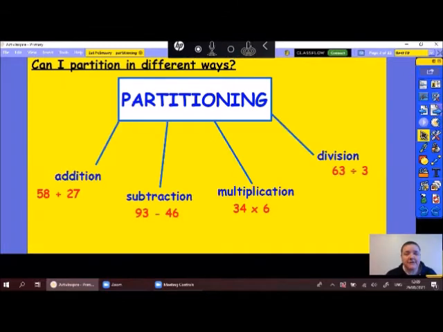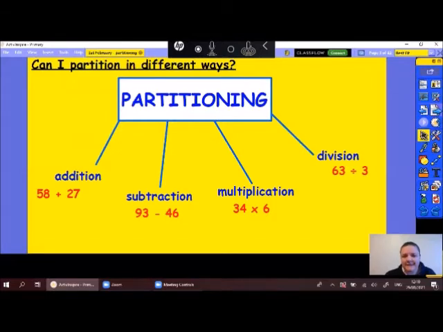We actually use partitioning in lots of different areas of maths, particularly when we're calculating, and actually, when we use all four operations. For example, if we were going to add 58 and 27 in our heads, I would partition both those numbers and I would do 50 add 20, and then I'd do 8 add 7, and then I'd add them together.